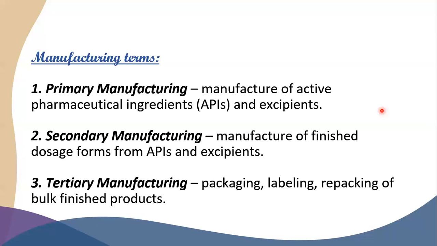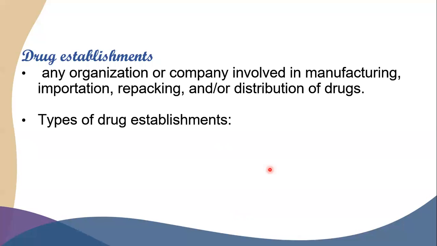So for manufacturing terms, you have your primary manufacturing, which is the manufacture of active pharmaceutical ingredients or your APIs, as well as excipients. You have your secondary manufacturing, which is the manufacture of finished dosage forms from APIs and excipients. And you also have your tertiary manufacturing, which is packaging, labeling, repacking of your bulk finished products. So for drug establishment, any organization or company involved in manufacturing, importation, repacking, and or distribution of drugs.